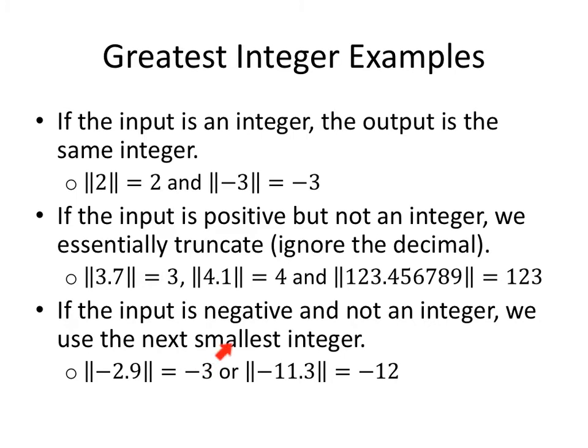However, if the input is negative and not an integer, we use the next smallest integer. If I'm going to negative 2.9, think about a number line. Negative 2.9, which integer is to the left of that, immediately to the left? Negative 3 is. Negative 11.3, the greatest integer would be negative 12, so we step down 1.